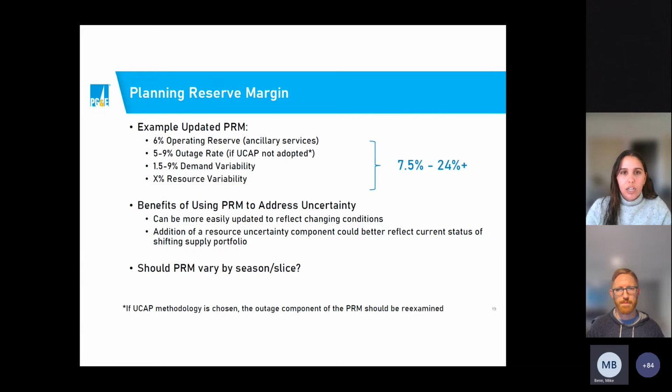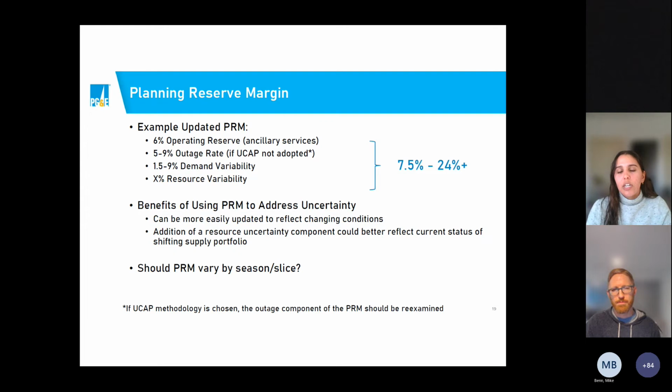And then a potential additional component would be resource variability. So this would be separate from a forced outage rate. So really meant to capture the uncertainty and variability in production from fuel limited resources, so solar and wind, et cetera. So when you look at all of the ranges here of the potentials for the PRM, this could range anywhere from 7.5% if we're removing the forced outage rate, up to 24% or above, depending on the addition of this resource variability piece. So we talked a little bit about the benefits of using the PRM to address uncertainty.